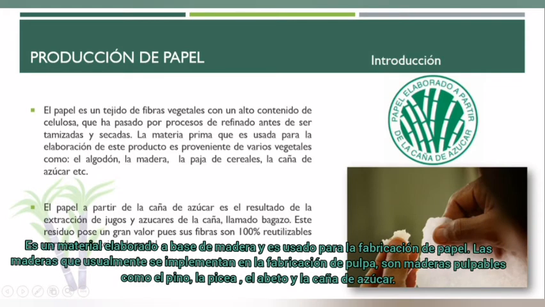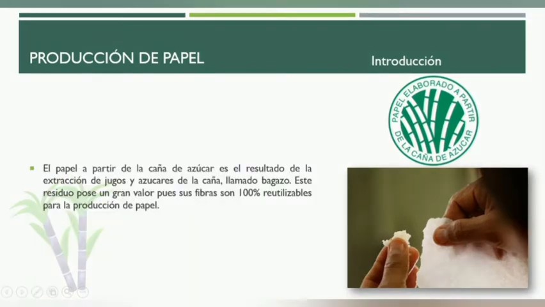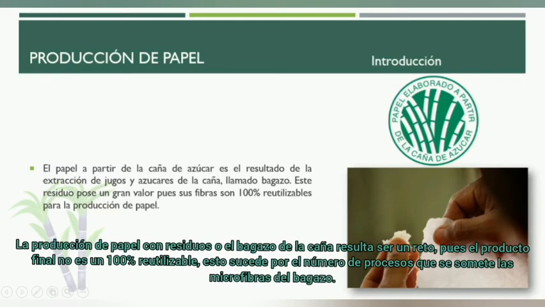It is a material made from ground wood and used to make paper. The woods that are usually used in the manufacture of pulp are pine and sugarcane. The production of paper with bagasse from sugarcane turns to the base shelling, since the end product is not 100% reusable. This happens because of the number of processes that the microfibers of the bagasse undergo.